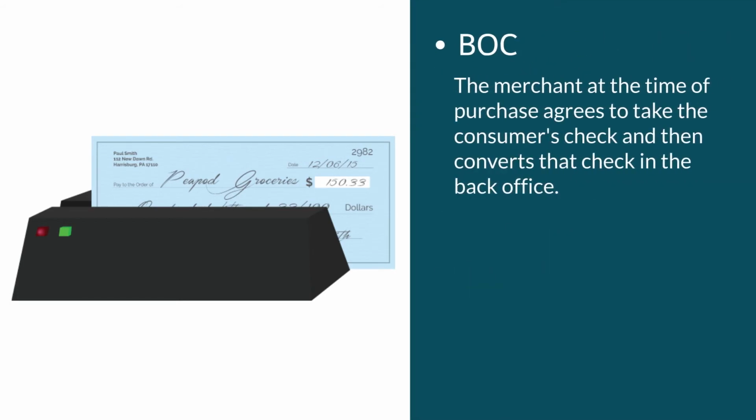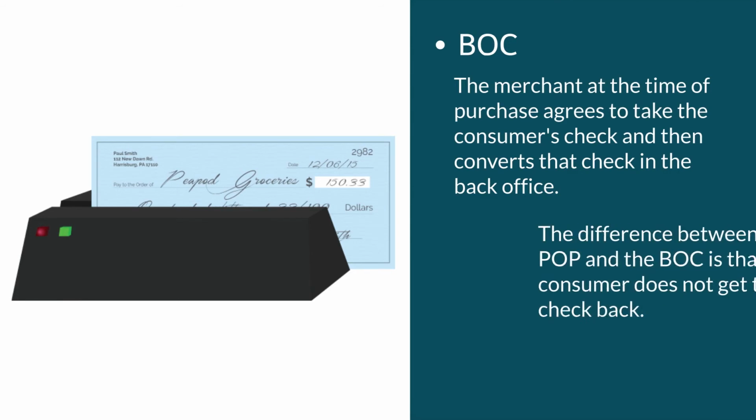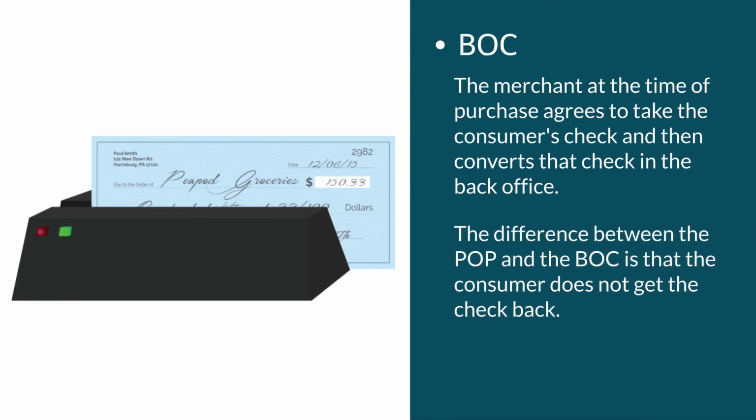Our next e-check application is Back Office Conversion, or BOC, which is a hybrid of POP and ARC transactions. You may have encountered this type of ACH transaction if you've gone into a local Target. In this case, the merchant at the time of purchase agrees to take the consumer's check and then converts that check in the back office. The difference between POP and BOC is that the consumer does not get the check back.